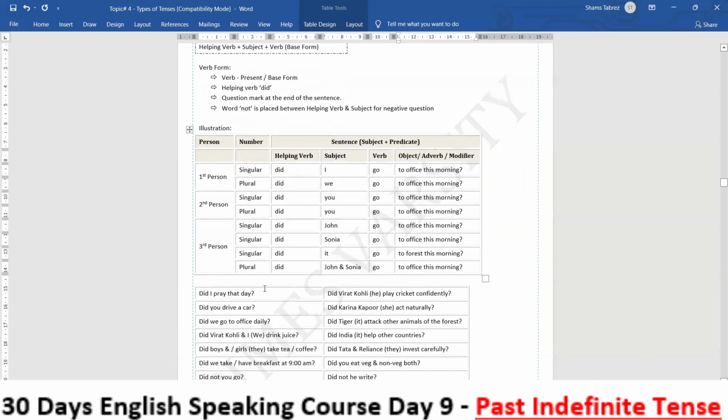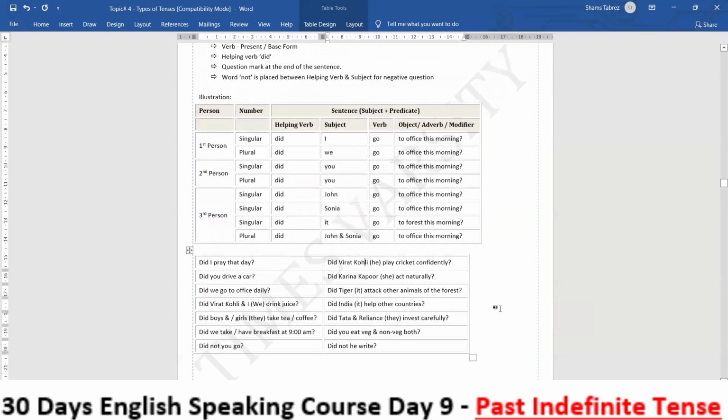Let's use this example, read out this one and translate this sentence. Did Virat Kohli play cricket confidently? Okay. क्या विराट कोहली कॉन्फिडेंटली खेला? हाँ, क्या विराट कोहली कॉन्फिडेंस के साथ खेला? So starting with a question, क्या. Did Virat Kohli play cricket confidently? क्या विराट कोहली कॉन्फिडेंस के साथ खेला?